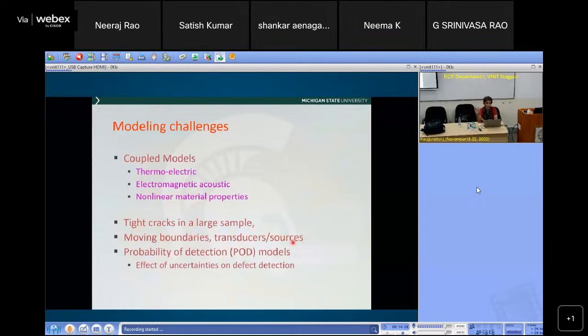You can have moving boundaries when you're scanning, for example. You have a moving boundary problem. So that means at each position you have to build the whole thing again, and you do a lot of repetitive work. So those kinds of problems, and then you also have the effect of uncertainties. How do I model that? Okay, I'll talk a little bit about that too.